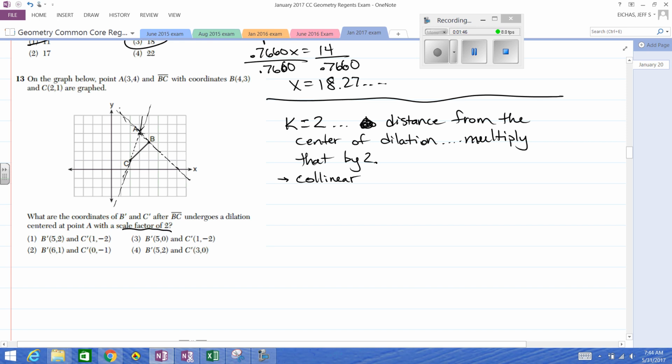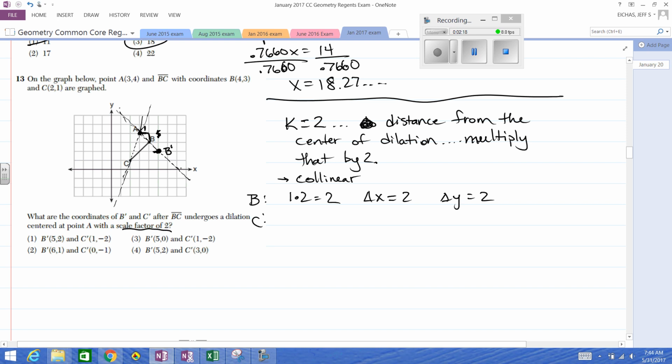So the distance, if we look at the change in x from A to B, it's 1. We're simply going to double that. So we're going to go over to 2. The distance up and down is 1. We're going to double that from A. We're going to go down to here. So it's right there. That's going to be B prime. So the change in x is going to be 2. The change in y is going to be 2. That's for B.